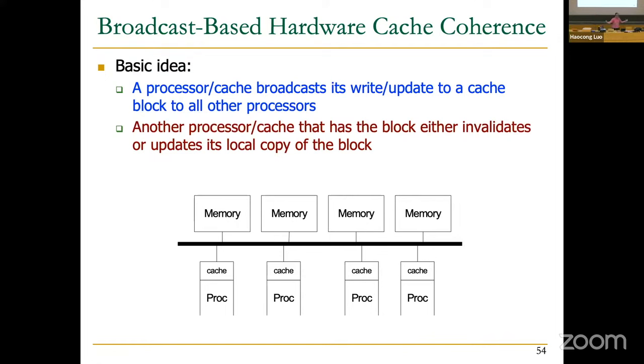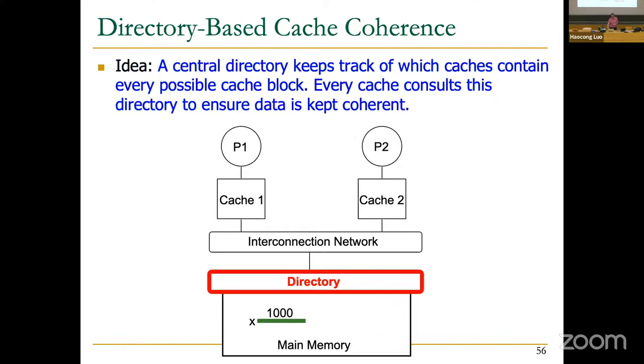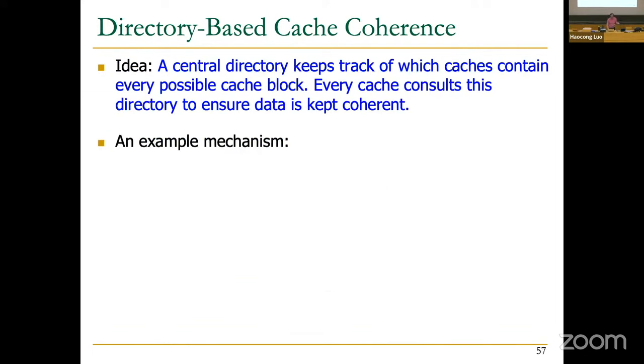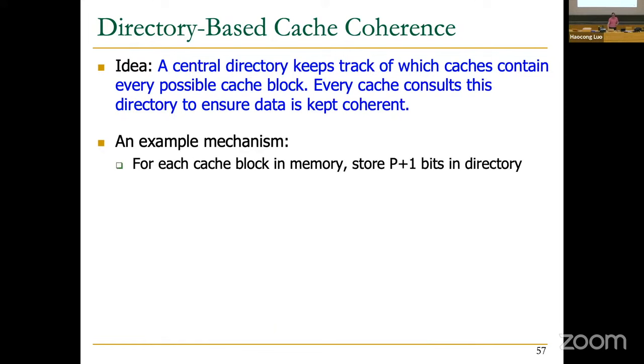But we have today multiprocessors that are on the orders of tens of thousands that are connected to each other. And that's the reason why we have things connected, assuming you have cache coherence, of course, right? Okay, so I will not go into this detail, but whatever I described applies. An example mechanism looks like this. For each cache block in memory, you store p+1 bits in the directory, and that's costly.